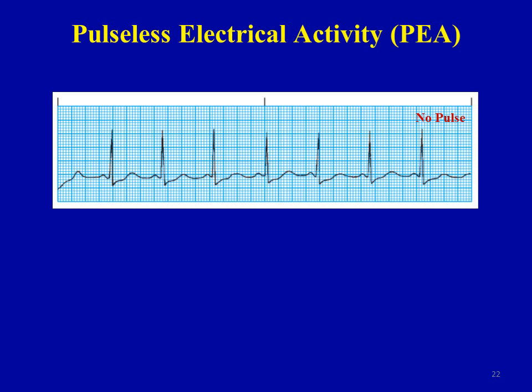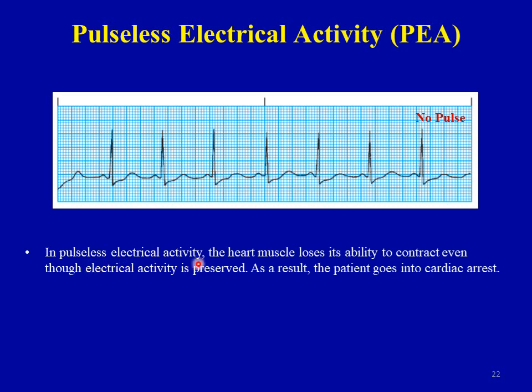Another condition is pulseless electrical activity, or PEA. When you check the ECG, it is quite normal. The rhythm is regular, the heart rate is within the normal range, all the durations and all the intervals and the amplitudes are quite normal, but the main problem is that there is no pulse. In this condition, the electromechanical activity of the heart is dissociated. So electrical activity is not translated into contraction.